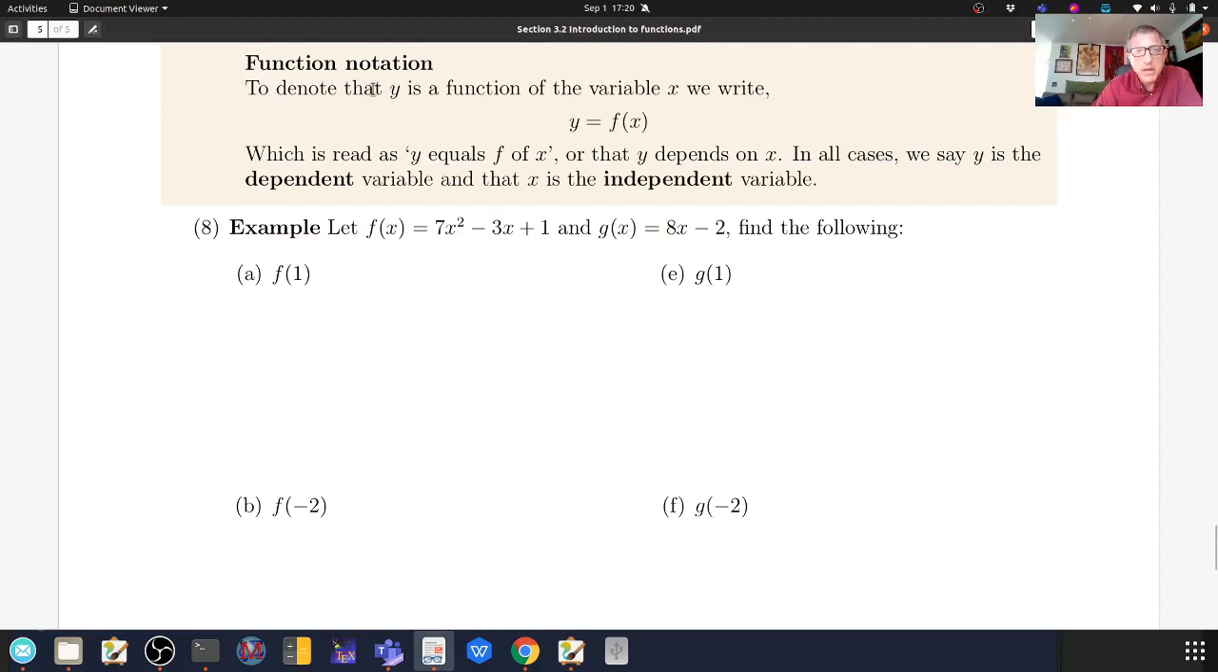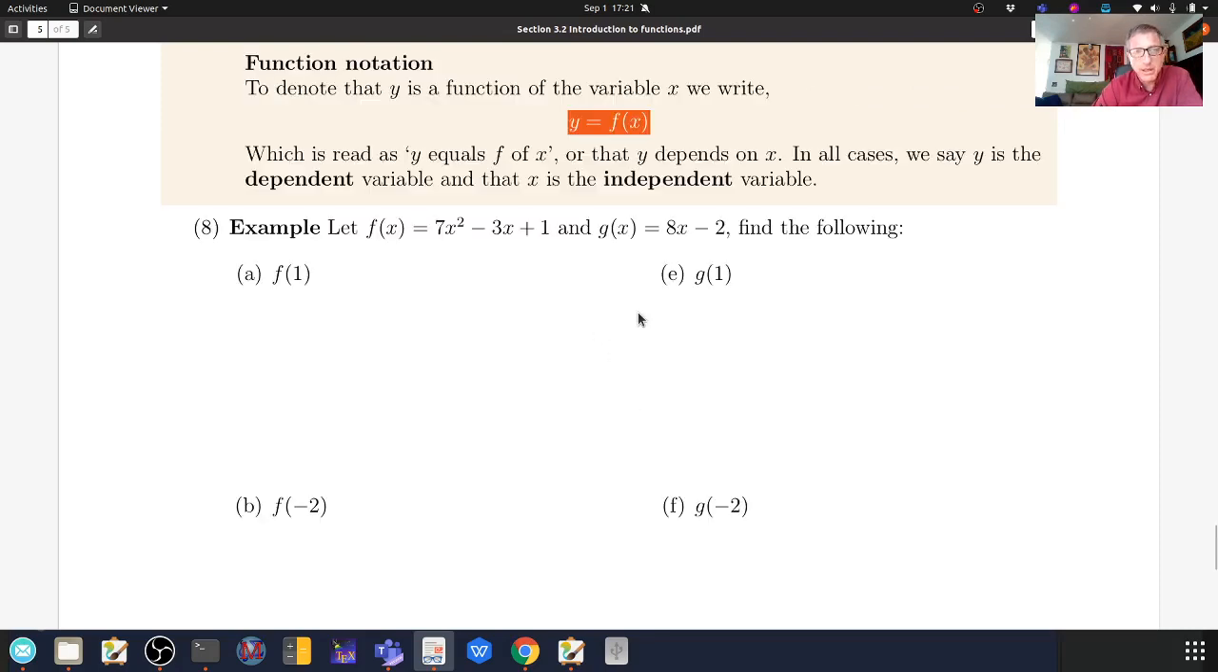So to denote that y is a function of the variable x, we write y is equal to f of x. Grill this into your head. Every time you see a y and it's in the context of functions, it can be replaced by f of x. So y equals the output value of f of x. So y is the range element. It's what the function f does to the input value x as the output.